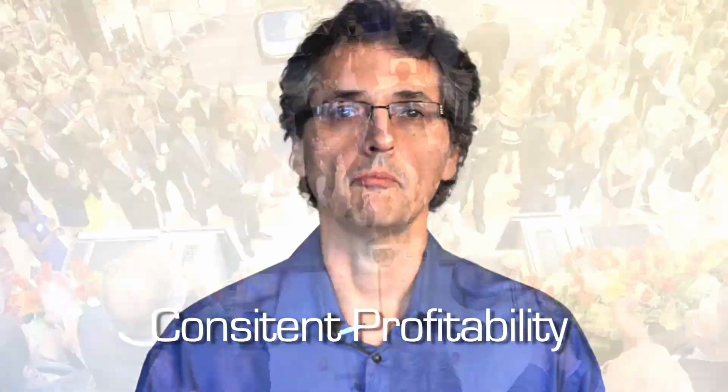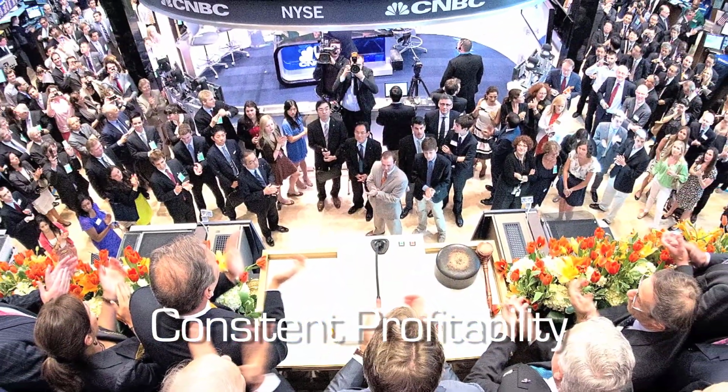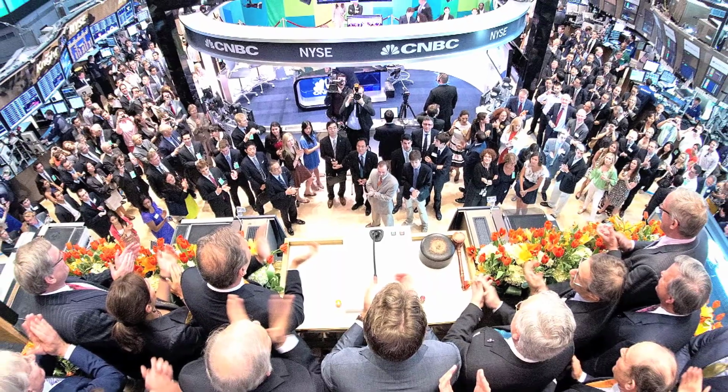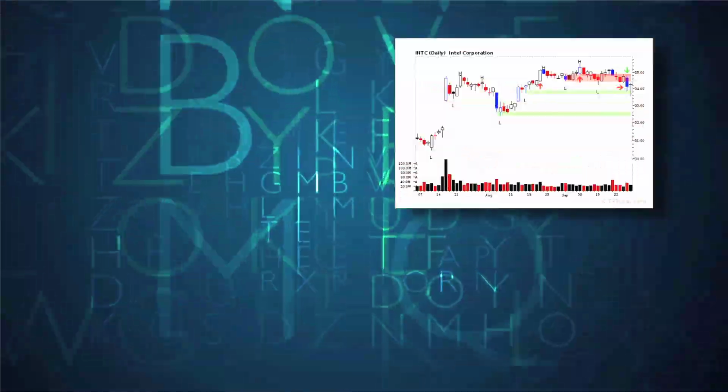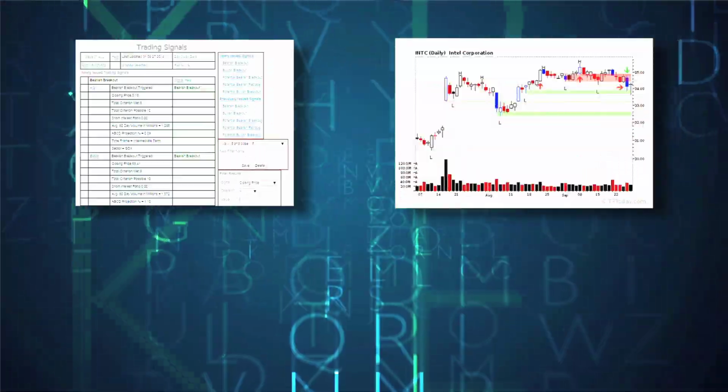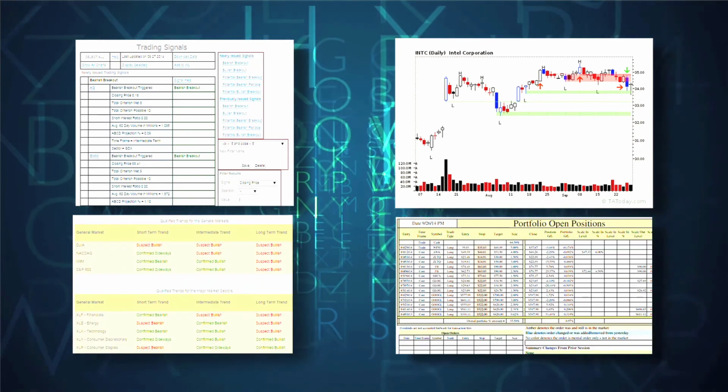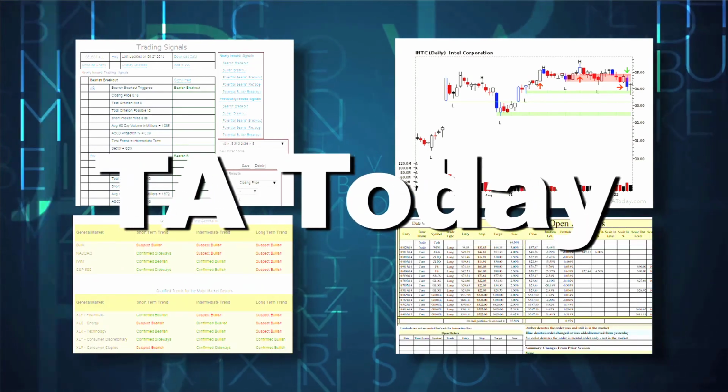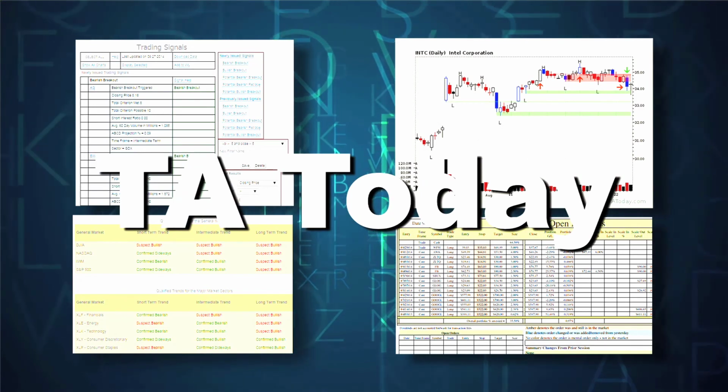Whether you're a trader or an investor, the goal is the same. You want to be consistently profitable. But to do this, you need 3 trading and investment components to come together: great tools, great ideas, and great investment and portfolio management. At TAToday, we provide these needed tools and these services.